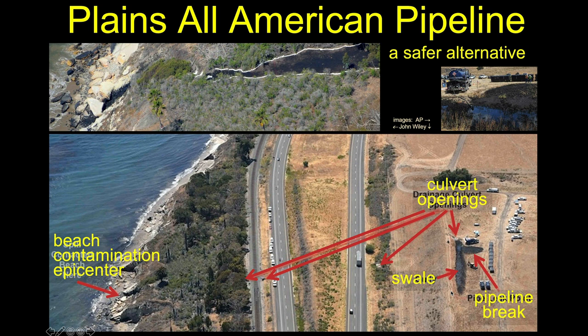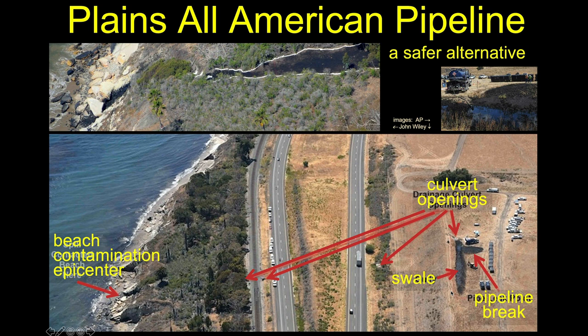And so this pipeline runs along PCH 101 right there along the coast, along the Gaviota coast, where it then turns inland and joins another pipeline and takes crude oil to Kern County.